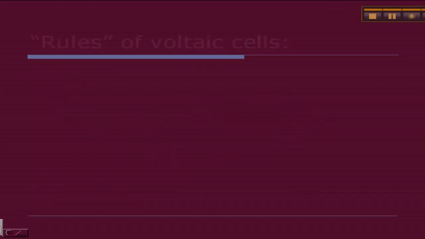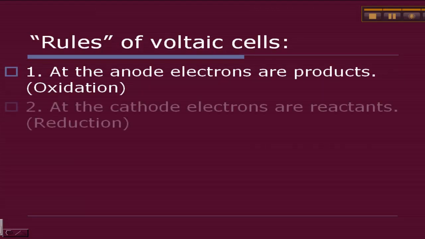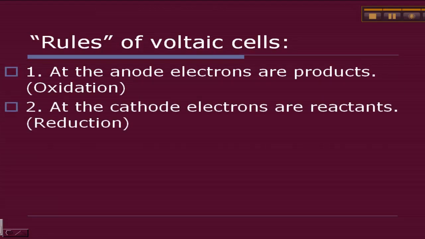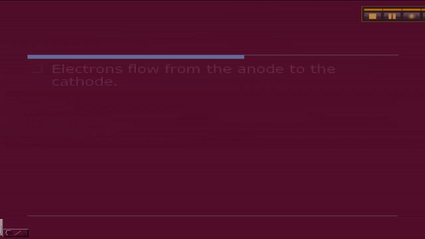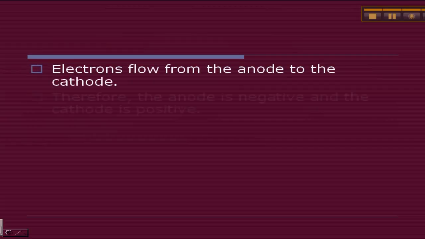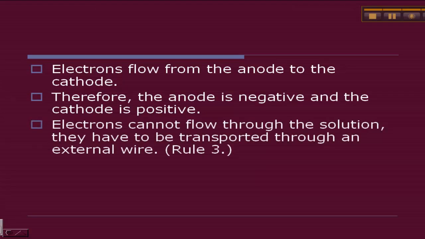Now there are a few rules. At the anode, the electrons are going to be products. This is your oxidation. At the cathode, the electrons are reactants, which is reduction. And remember that electrons cannot swim, so we will talk about that a little bit later. Electrons are going to flow from anode to cathode. So the anode is negative and the cathode is positive. Electrons cannot flow through the solution. They don't swim. They have to go through a wire.